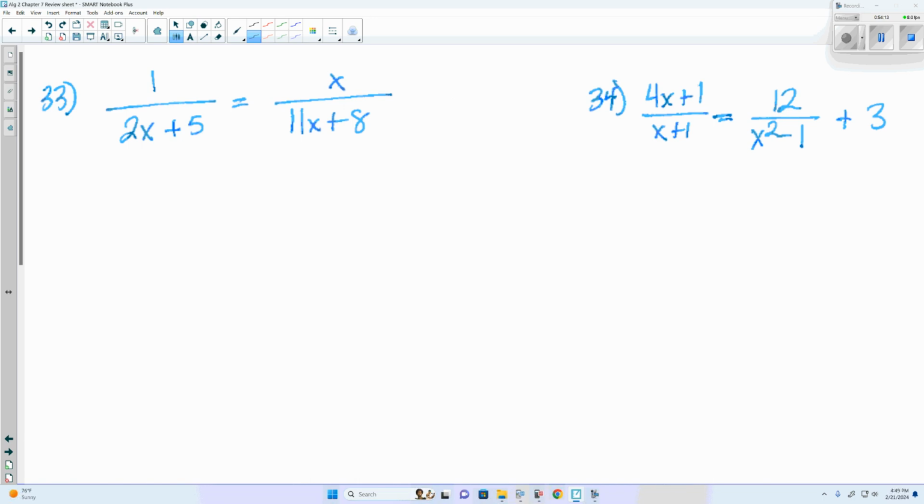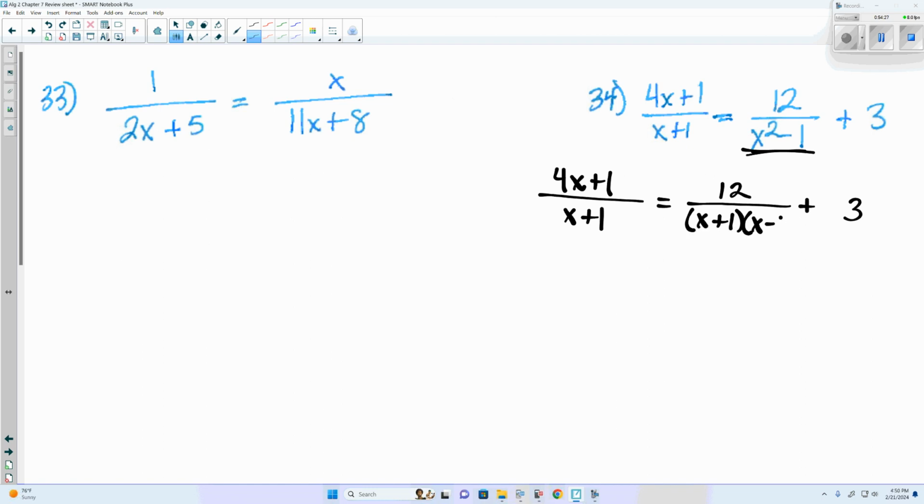34. Now, unlike all the ones we've had so far, this one does have something that factors: our x squared minus 1. Now, the nice thing is that it is a difference of perfect squares, which is going to be x plus 1 and x minus 1. And now that we have that factored, we're going to go on and start solving.